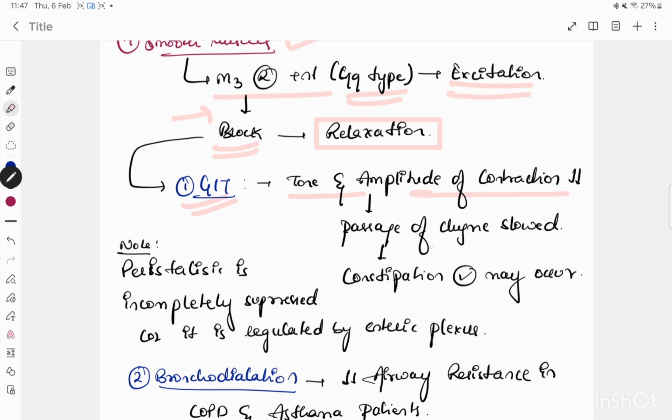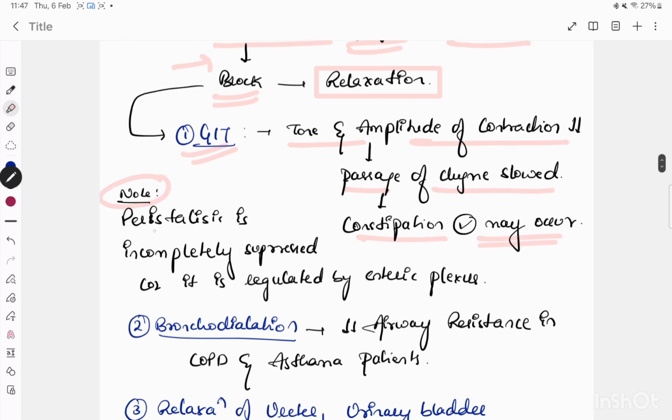The passage of chyme, this is chyme, C-H-Y-M-E, is slowed, so constipation may occur. But note, peristalsis is incompletely suppressed because it is regulated by the enteric plexus. That is, the peristalsis is suppressed because relaxation is taking place, but it is not completely suppressed. That's why I have written constipation may occur. It's not that constipation will occur. Why? Because most of the GIT muscles are regulated by the enteric plexus.